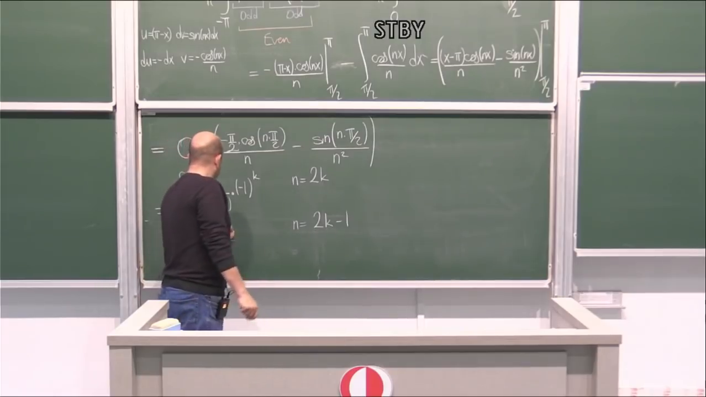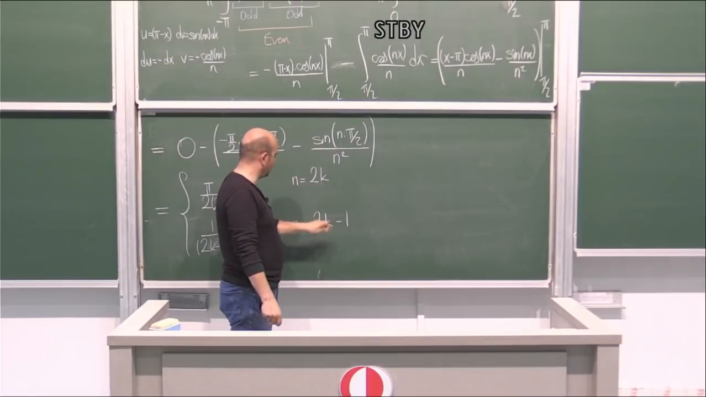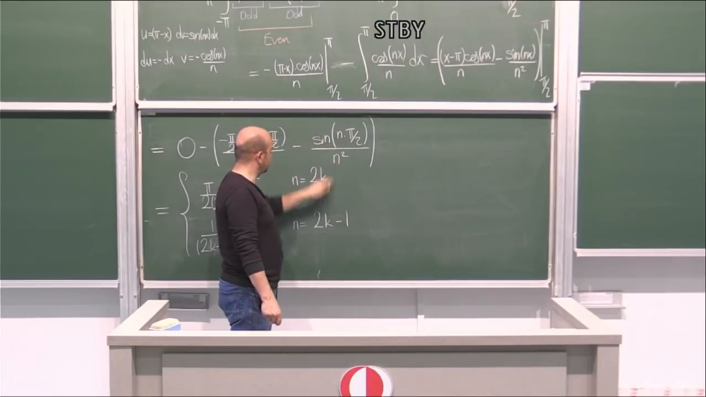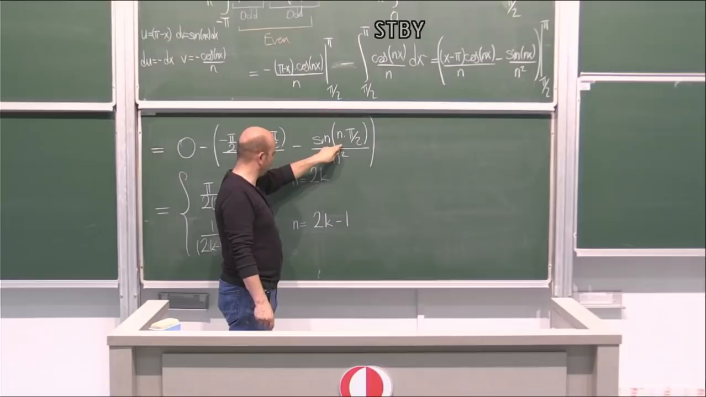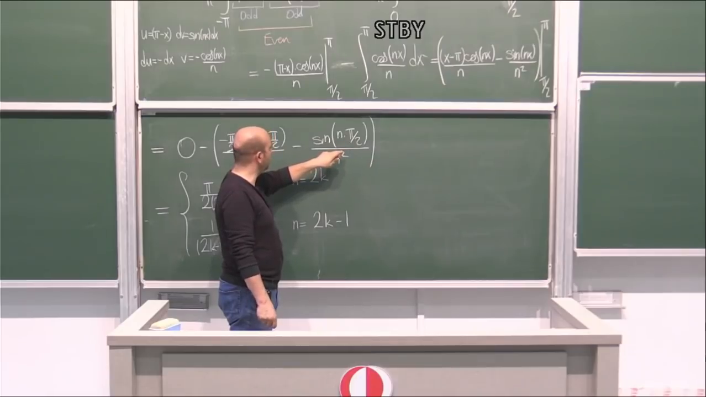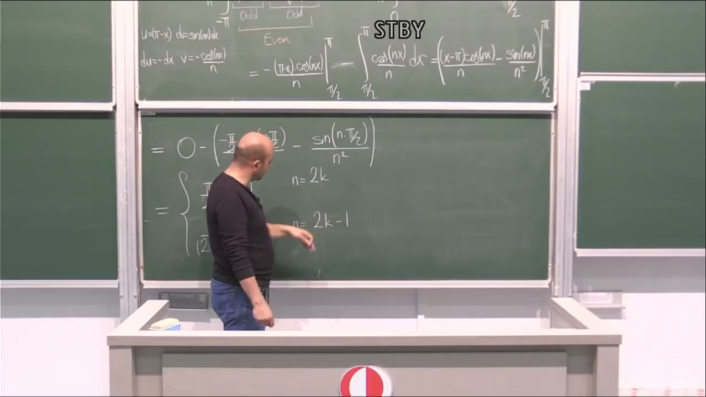So, now if you come to this, 2k minus 1, k is starting from 1. So when k is 1, for example, you see it is plus 1. When k is 2, you get 3. So sine 3 pi over 2 is minus 1. So when k is odd, you get plus 1. When k is even, you get minus 1.